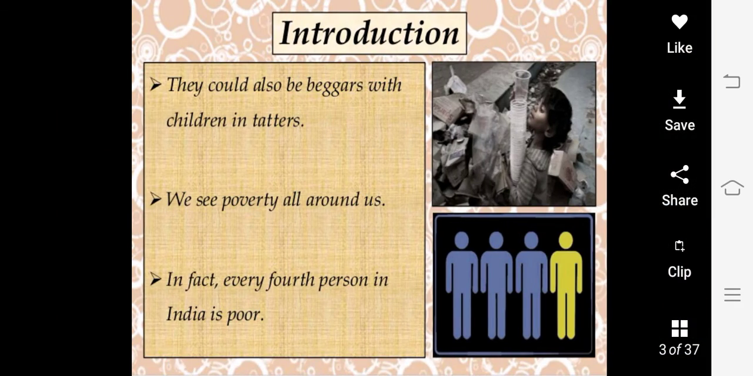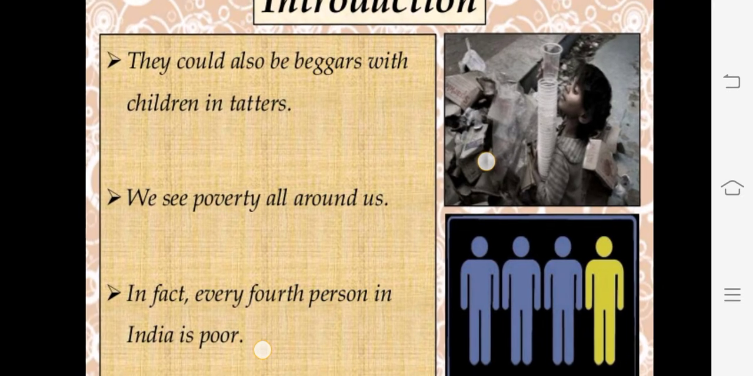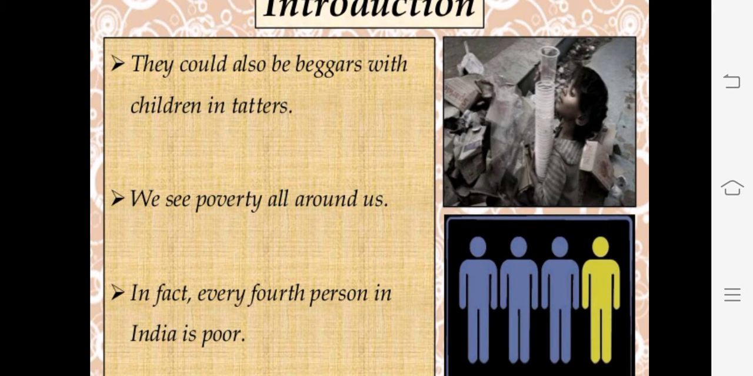Then they could also be beggars with children in tatters. Means they do not have good clothes to wear, they do not have good food to eat. We see poverty all around us. In fact, every fourth person in India is poor. Means we have people who have money, but there are many more people who are poor.